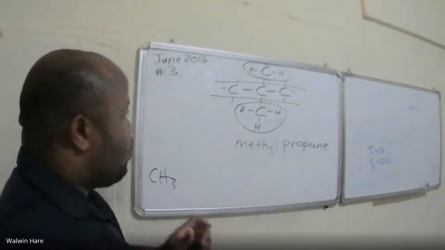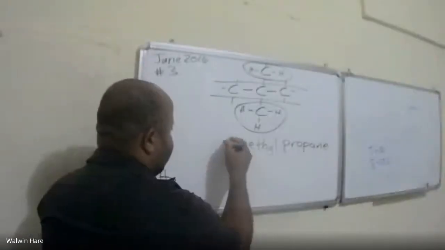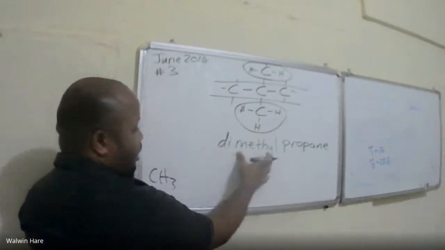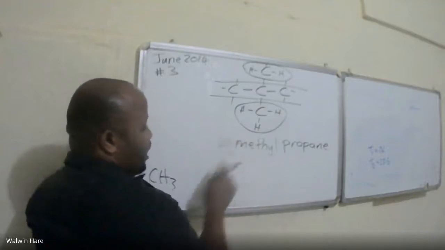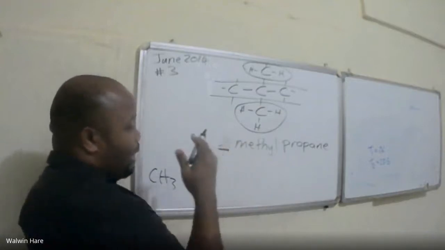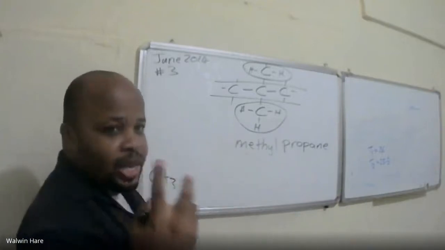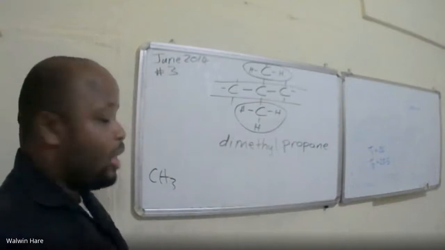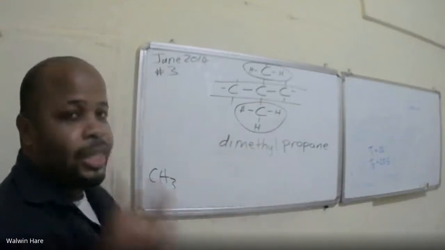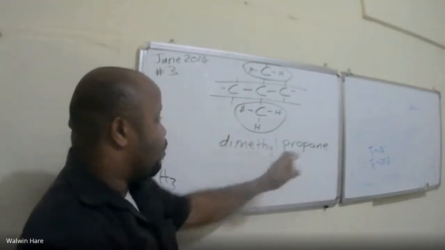Now, when you have 2 of the same groups attached, what should we do? Use the prefix di. So it is dimethyl because we have 2 methyl groups. You're not going to put 2 methyl because remember 2 indicates the position. So to indicate that you have 2 methyl groups, you must put dimethyl. If it was 3, it would be tri, and 4 is tetra. So we have 2 methyl groups, so it is dimethyl propane.